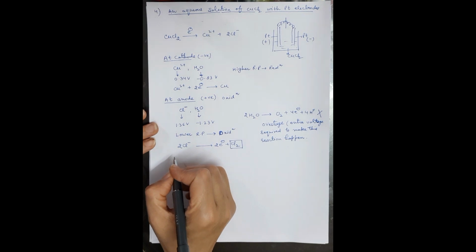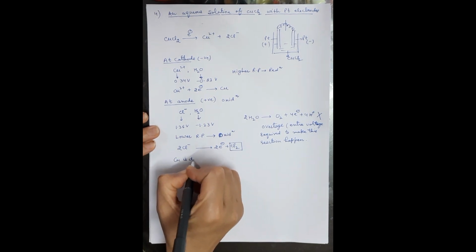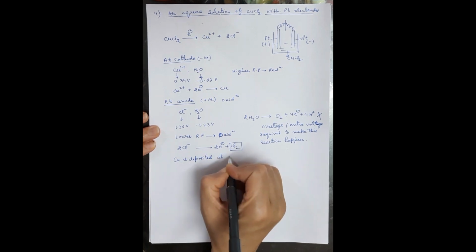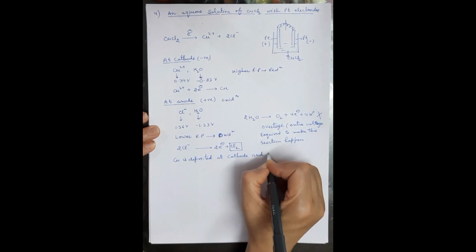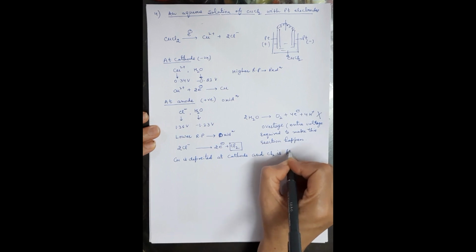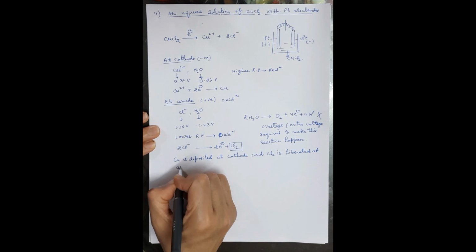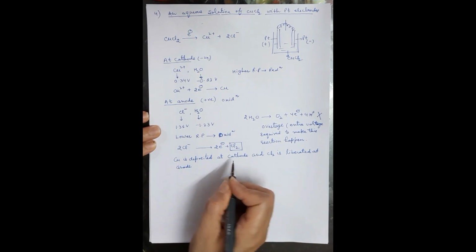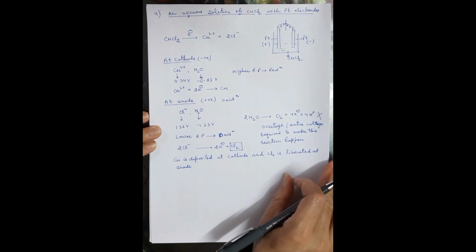So finally we can write down that copper is deposited at cathode and chlorine is liberated at anode. Let me repeat, copper is deposited at cathode and chlorine is liberated at anode. I'll take 2 more cases and things will be more clear to you.